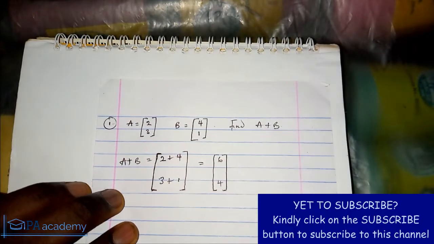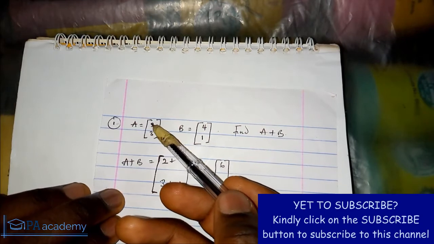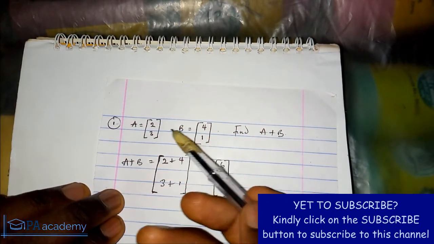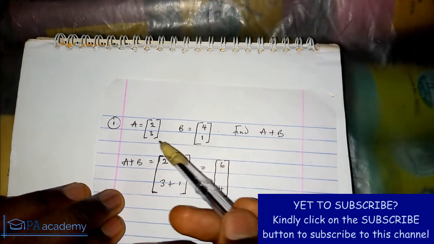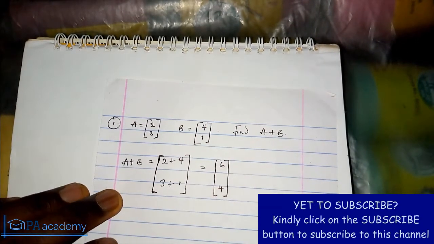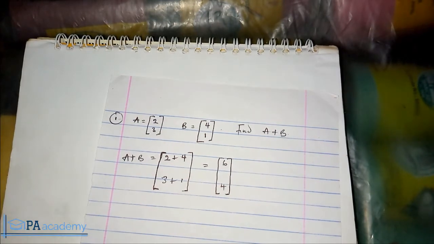So you can see the addition is very simple for this 2 by 1 matrix. You just pick the numbers on the first row and add them together, and on the second row, you add them together. That will give us the answer. So that is it for example 1. Let's go to example number 2.